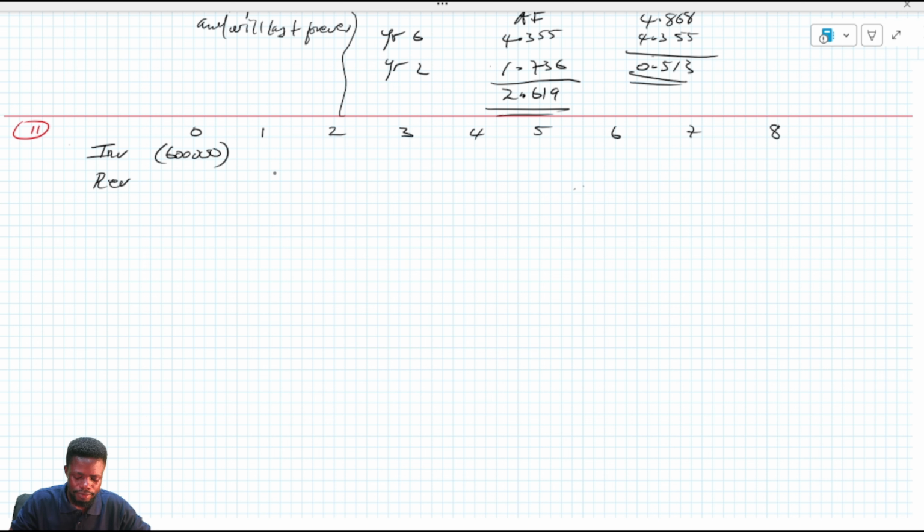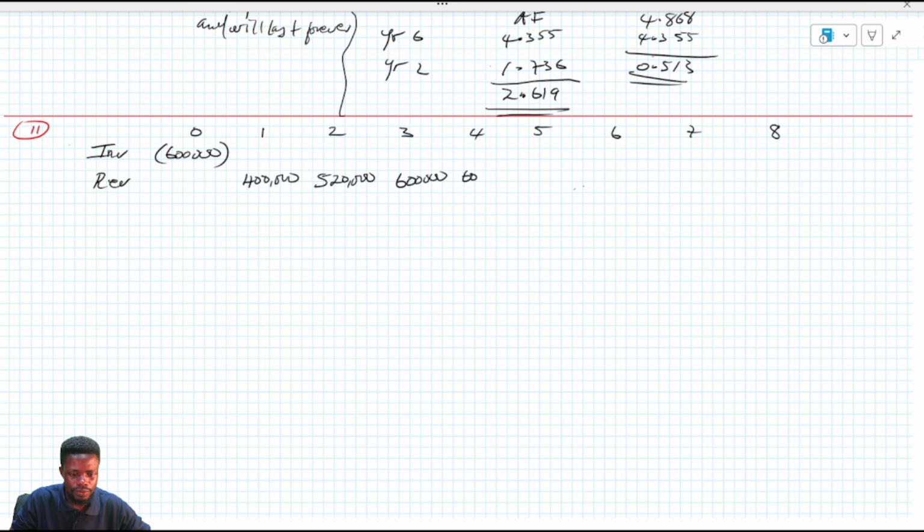$400,000 for year one. What will be the revenue for year two? $520,000. What will be the revenue for year three? Year three will be $600,000.